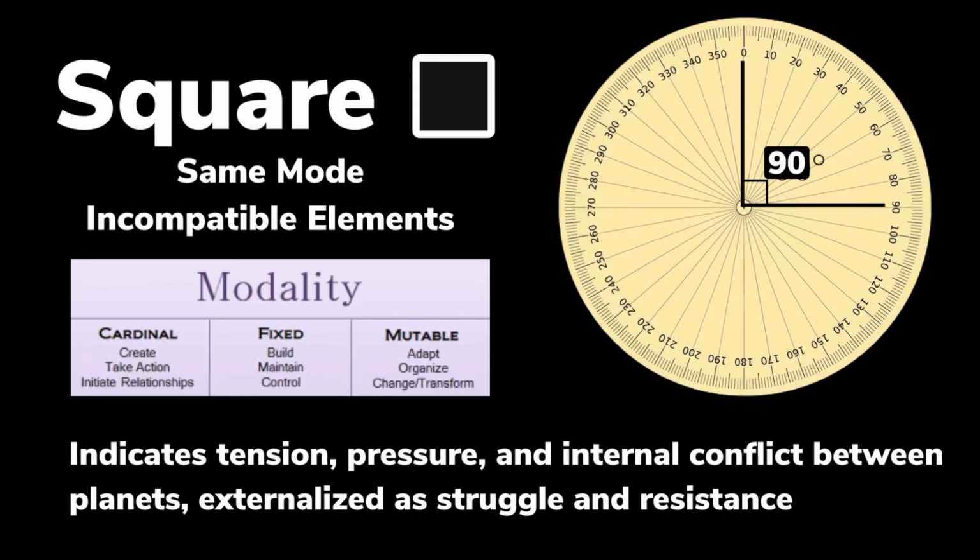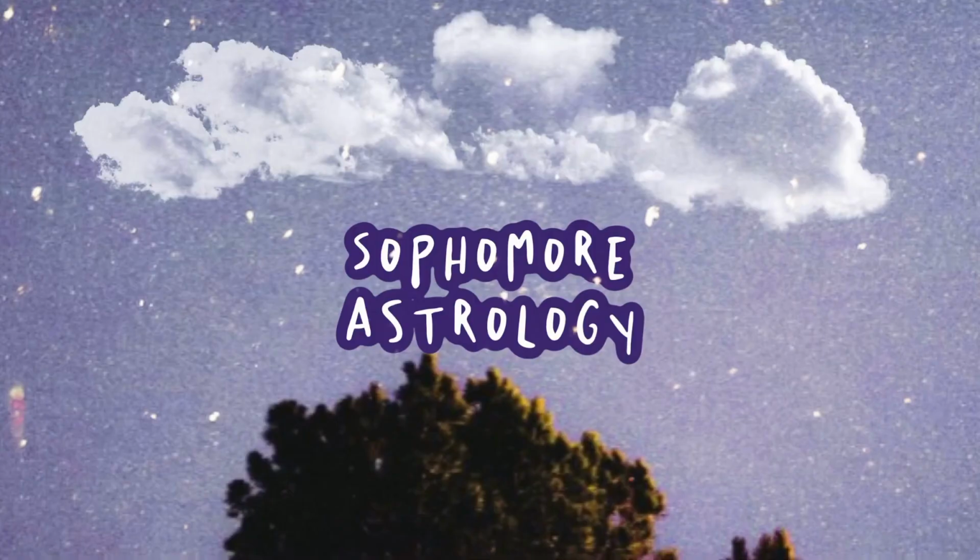But the beautiful lesson you learn from square is being put in a tough place to learn to be better in the long run. You can't always learn from being comfortable, and square causes people to be uncomfortable in a good way. These are the aspects that help you to grow. So that's pretty much my take on the five main aspects in astrology.